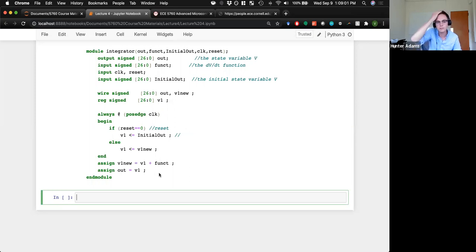So if you think about this, suppose we're not in reset and a rising clock edge happens. What will happen is the value that is being held in V1 new will be shifted into V1, which means our output will change. Our output will become that new value of V1. And since this also changes, V1 new will also assume a new value.